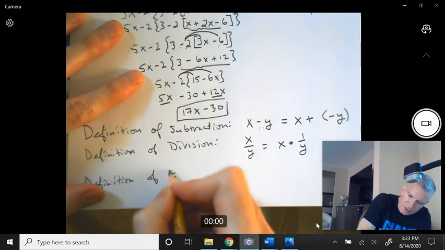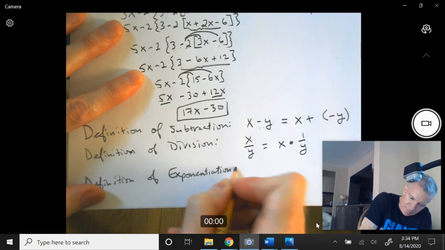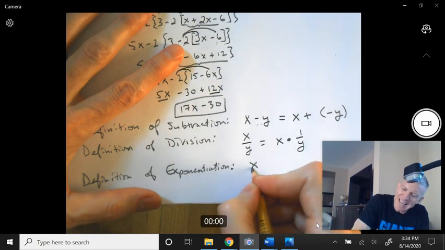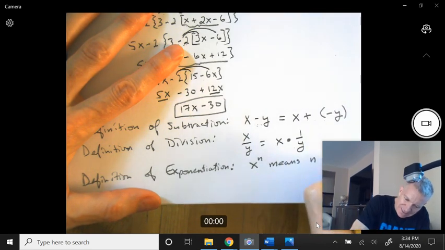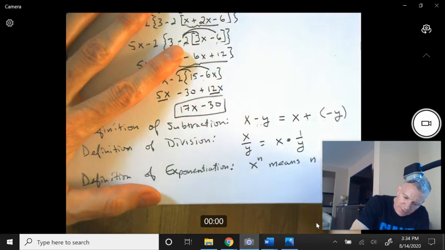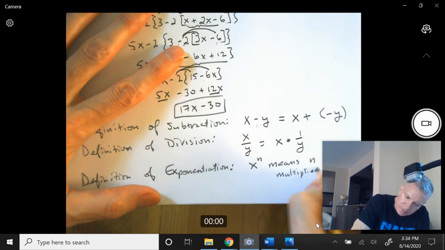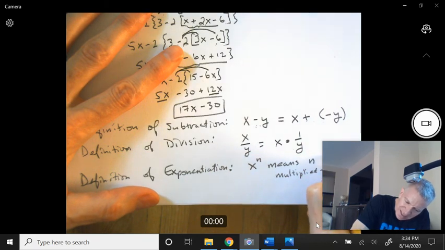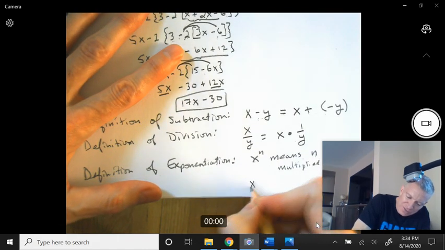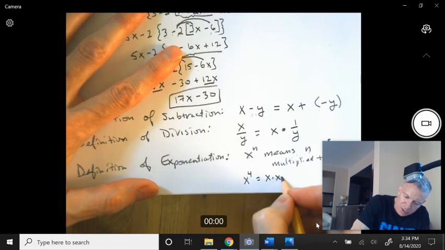And then the definition of exponentiation. This means if I have x to the n, it means n x's are multiplied together. N x's, that's not x to the fifth, that's an s. x to the n means you have n x's that are being multiplied together. For instance, if I have x to the fourth, that means I have 4 x's all multiplied by each other. 1, 2, 3, 4. Okay?